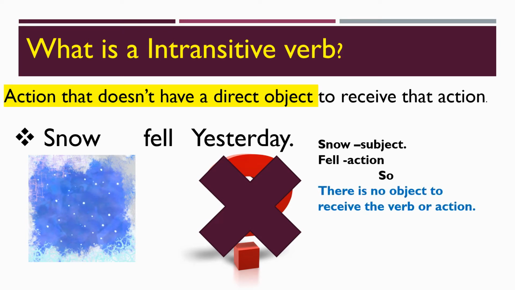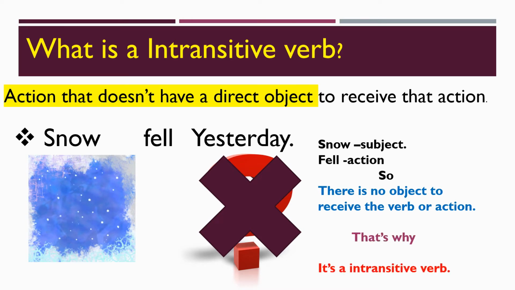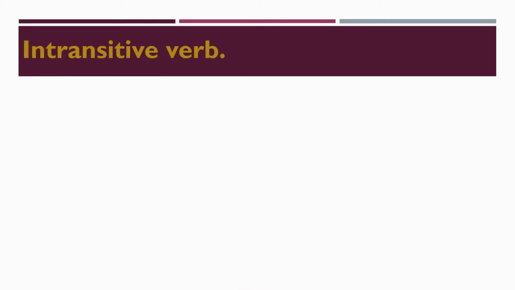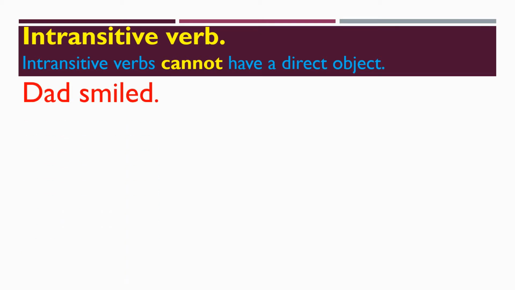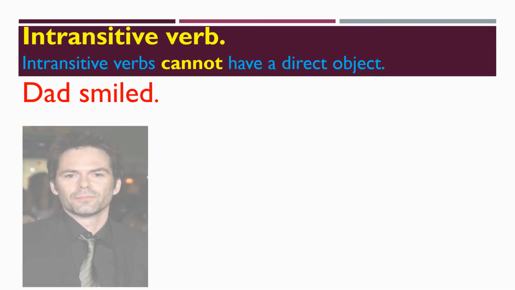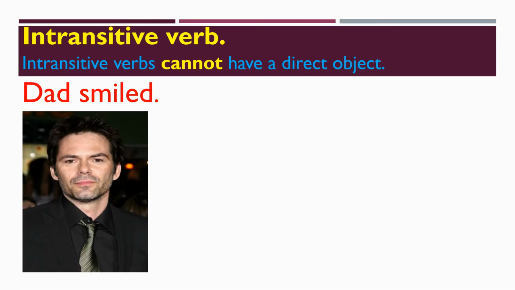So, we say it has an intransitive verb. In other manner, intransitive verbs cannot have a direct object. For example, Dad smiled. Here, we cannot have an object after the intransitive verb smile. You cannot smile something. This is incorrect.